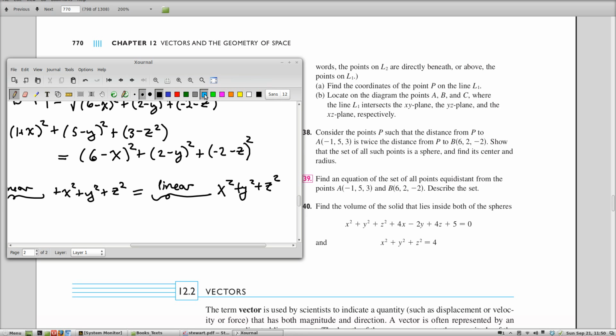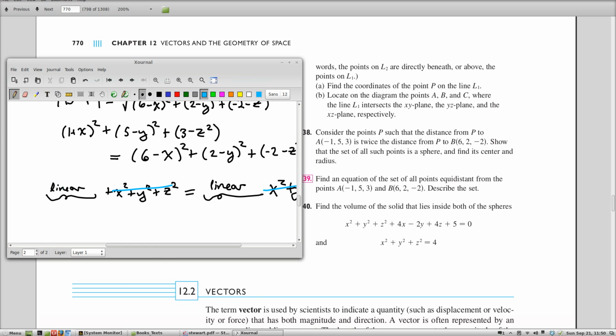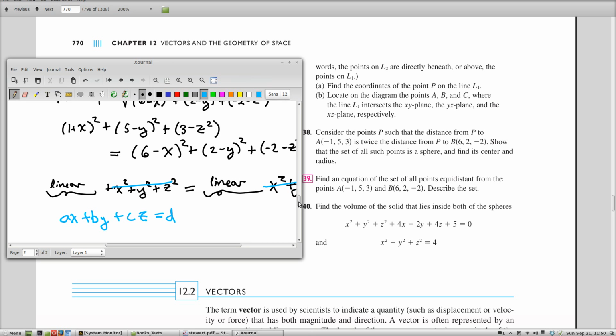And then all these quadratic terms will cancel out. And then you'll get that some linear function of x, y, z equals some linear function of x, y, z. And you can combine those. So combining like terms, what you'll get is something in the form ax plus by plus cz is equal to d. And what is that? It's a plane.